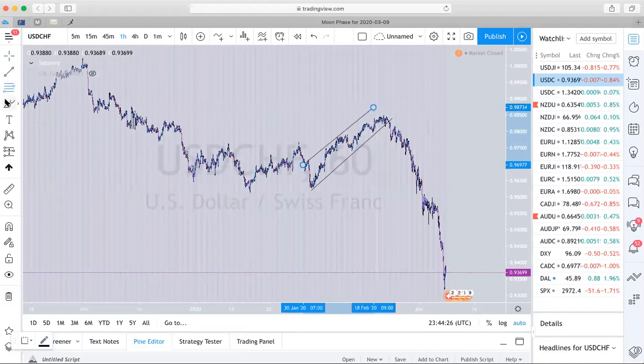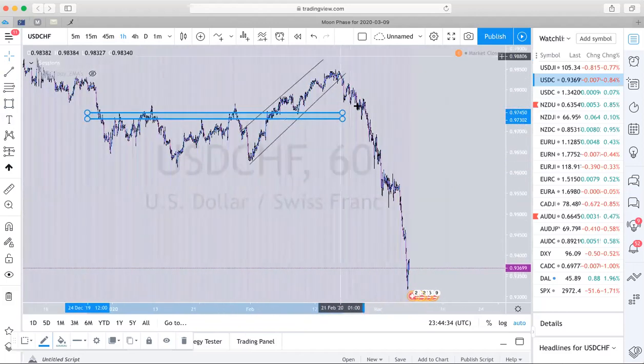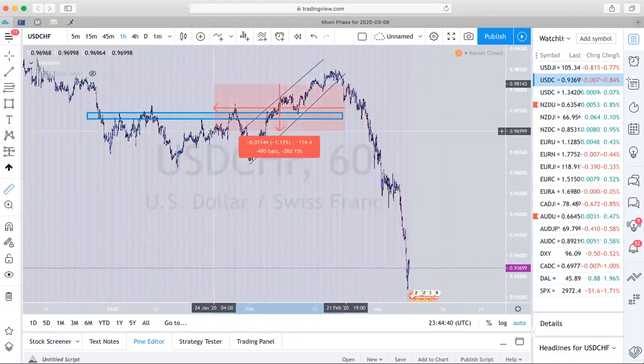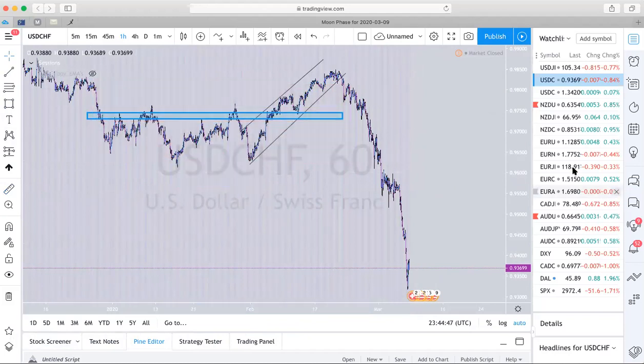Inducing buys. This was a resistance, turned to support, induced the buys. February 24th, the dump. For this pair, 500 pips. This range, 2 months of a range of 170 or so pips. So you do the math.